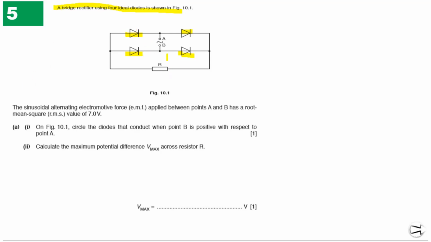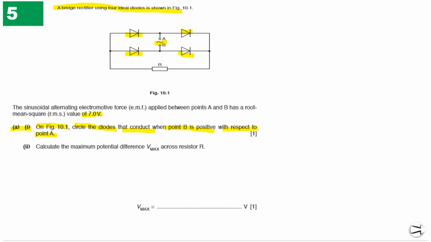What else is given to us? An alternating power supply is connected between A and B, and also the RMS value of the EMF is given, that is equal to 7 volts. For part A1, we simply need to circle the diodes that conduct when point B is positive with respect to point A on figure 10.1. Let's try to answer this one first of all.